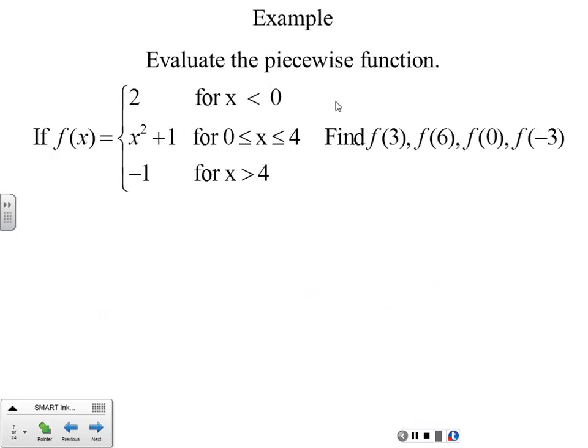Alright. So let's try this one. See if we can figure this one out. Now this one's kind of tricky, and I'm going to show you why before I let you try on your own, because I don't want you to be stumped.